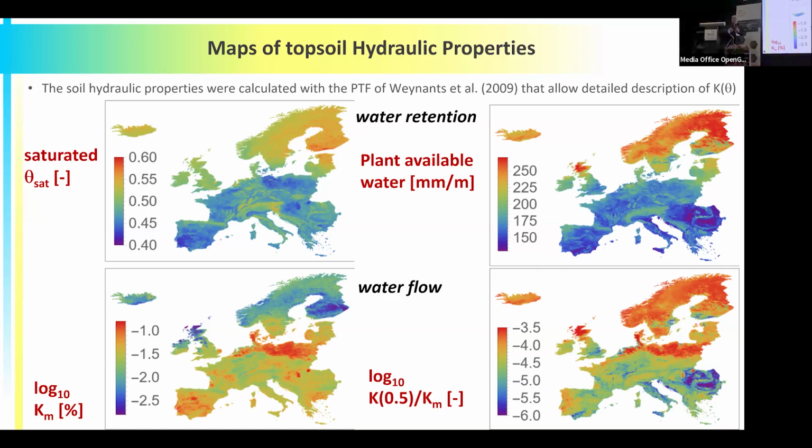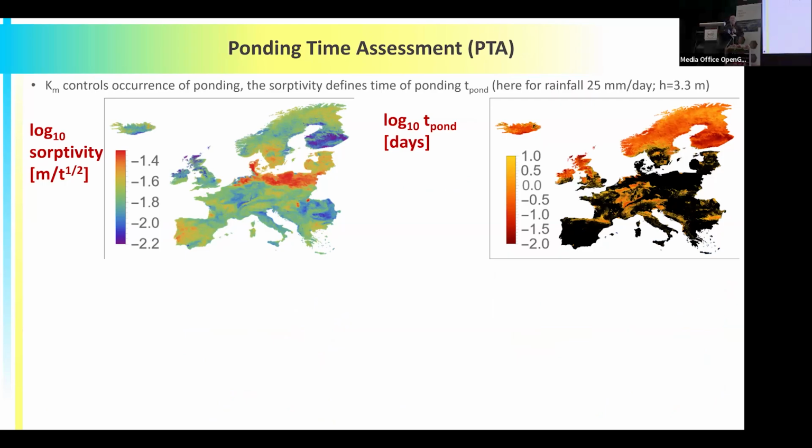Okay, so when we can compute the soil hydraulic properties, we can estimate the water retention, and we can estimate the water flow in saturated and unsaturated conditions. Based on that, we can also compute the sorptivity. This is an integral measure of how much the soil can suck in water. And we can compute what is shown at the right: for a rainfall rate of 25 millimeters per day, where is ponding occurring?